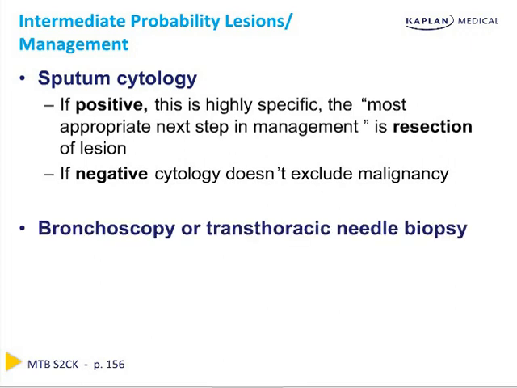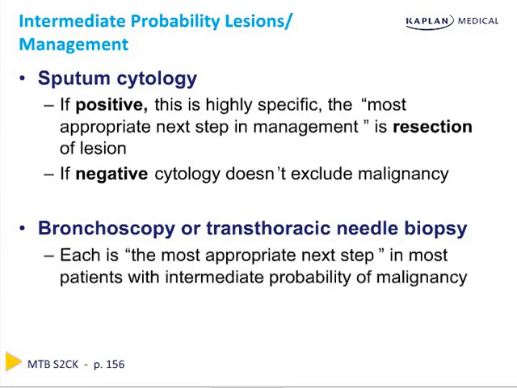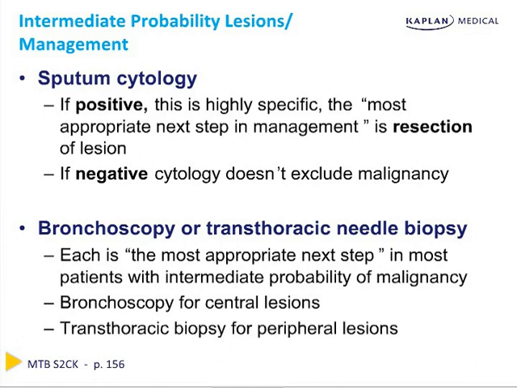Therefore, bronchoscopy or transthoracic needle biopsy are often needed to actually get a sample of the tumor itself. Each of these would be the most appropriate next step in most patients with intermediate probability of malignancy. If the lesion is located centrally, it can be accessed by bronchoscopy. If it's more peripheral, then transthoracic biopsy is necessary to get a sample.